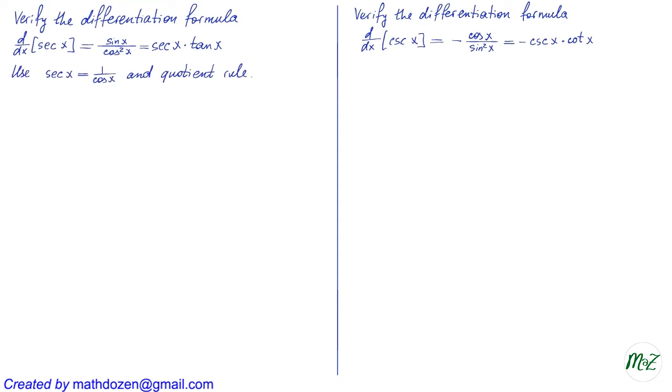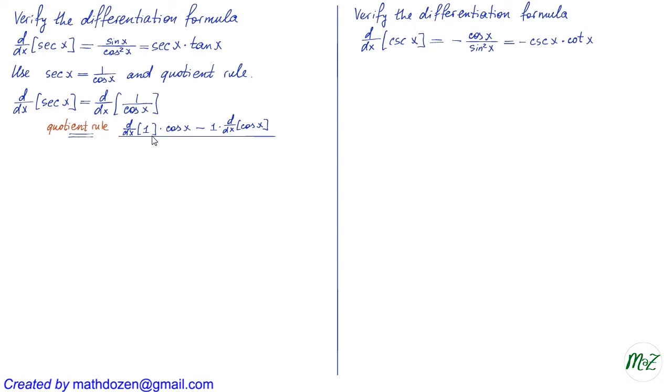And to get started, on the left hand side we're going to use the fact that secant is equal to 1 over cosine x and do the derivative according to the quotient rule, since this is the quotient 1 over cosine x. So according to the quotient rule, we should be doing derivative of the top, so derivative of 1 times cosine x, minus 1 times derivative of the bottom, derivative of the cosine. And all of that is over cosine of x squared.